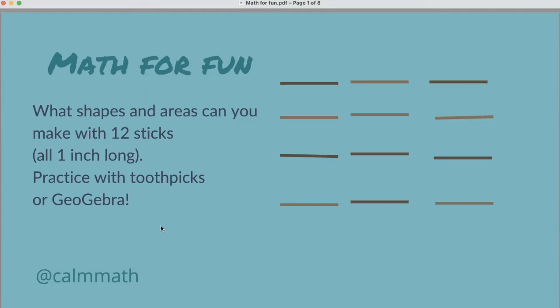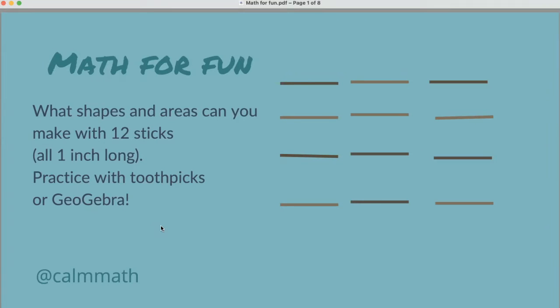And if you have something like toothpicks or matches, anything that's the same length, you'll need 12 of them. You can play along, or you could use GeoGebra. GeoGebra, I don't know how to say it. Which I will show you how to do at the end of this video.